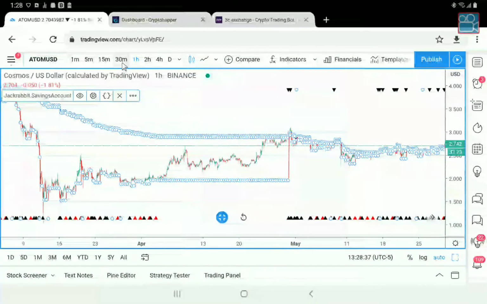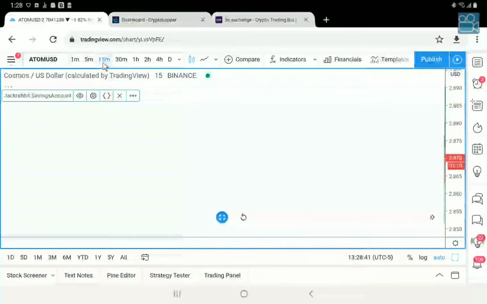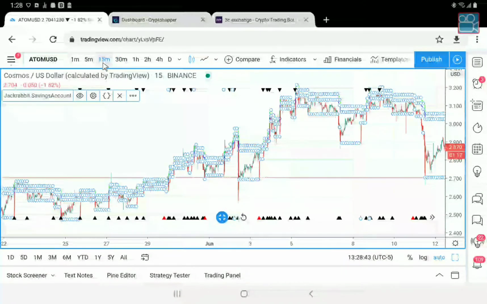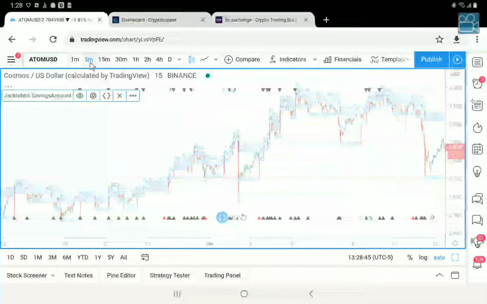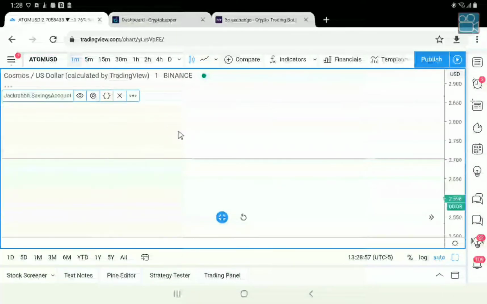Now let's scale it down into different time frames, and you'll see better views on how it's able to disrupt the market and get better profits. Okay, so now let's go back to the 1 minute time frame, the time frame I'm actually using.